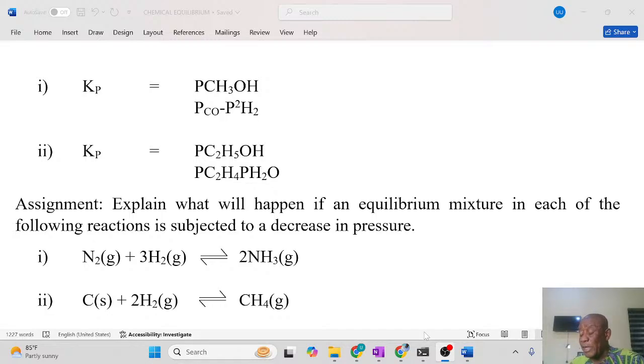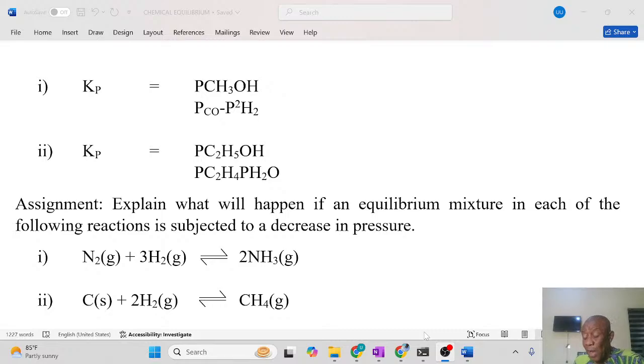For the backward reaction, heat is given out. If the temperature is increased, the equilibrium will shift. Where will it shift to? It will shift to the right to favor the product. This is the direction of change that will reduce the temperature.